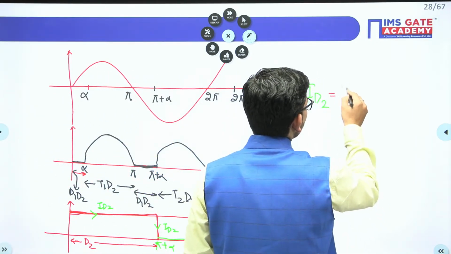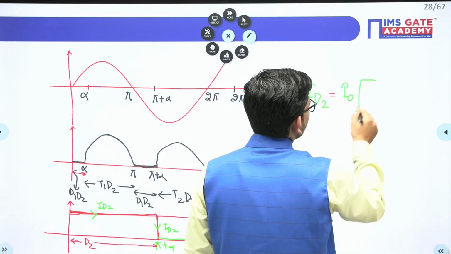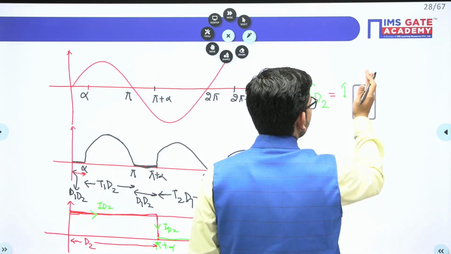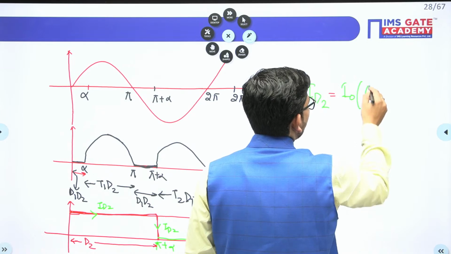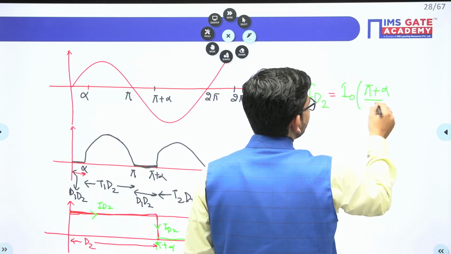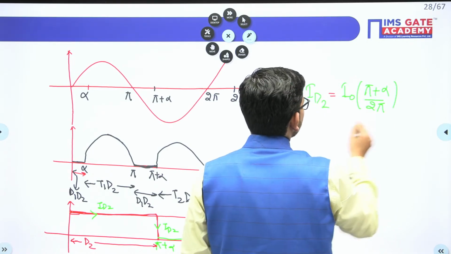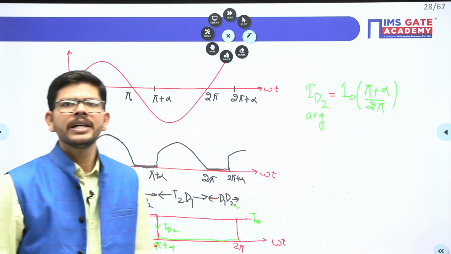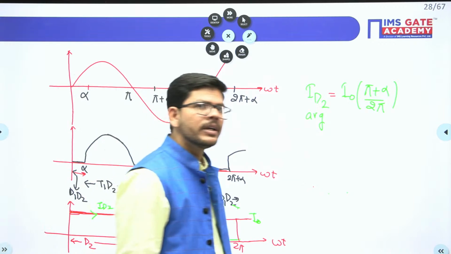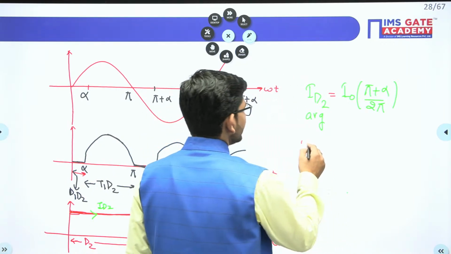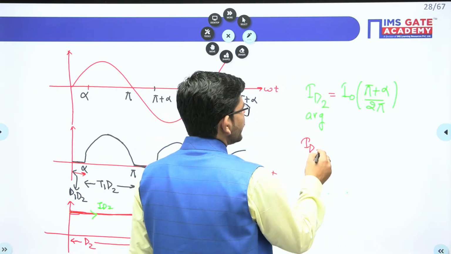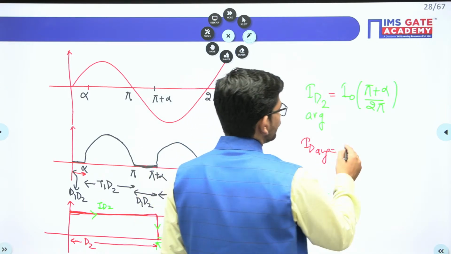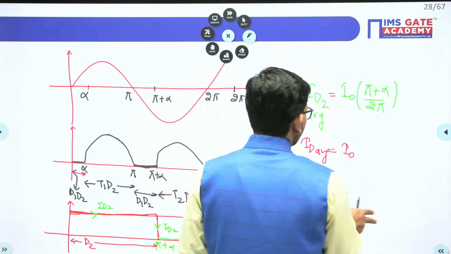The ID2 current will be I naught times (pi plus alpha) divided by 2 pi. So this will be the average value of the ID2 current. Okay, guys. So once we put in the values, we will get the answer.